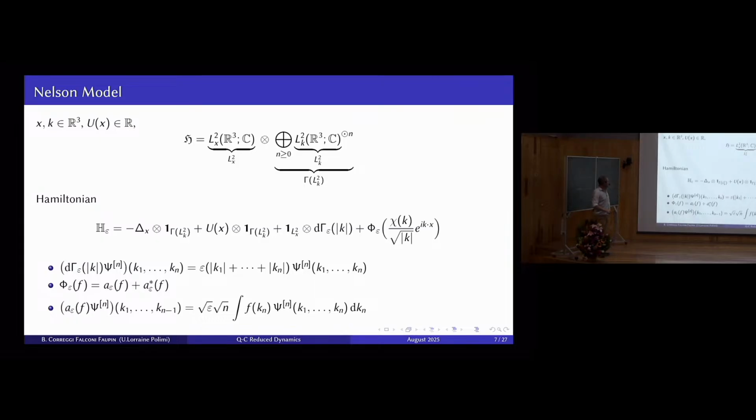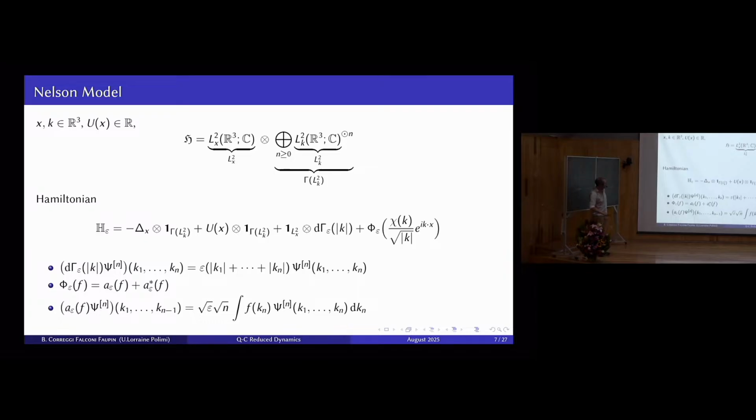Here is the energy of the field. We already met it during this week, but let me remind how it works. If you have a function psi n for n particles in the field, which depends on n variables in R3, you will get the energy of the first particle plus that of the second particle and so on to the nth particle. And here we have a semi-classical parameter, because I will consider a semi-classical limit, but only in the field.